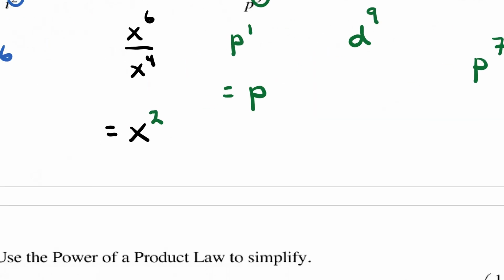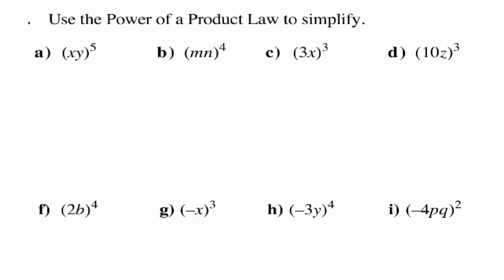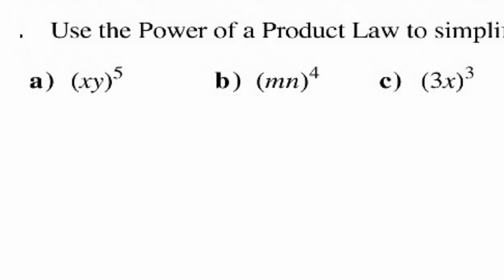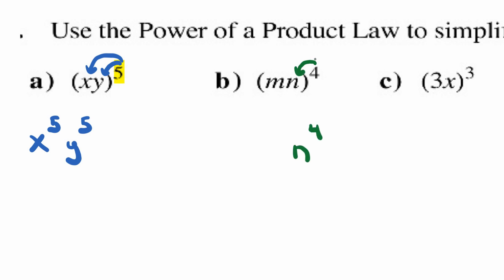Okay, let's keep on moving along here. Use the power of product laws to simplify here. So these are all pretty good ones here, so let me highlight the 5 here. And all you're really doing is you're just distributing the 5 onto both variables. So this would be x to the power of 5 and y to the power of 5. So that's a one-step problem. Next one here, you're just distributing the power there, so that's n to the power of 4. And if I distribute that over here, I get m to the power of 4, right? So very similar to the first two problems.